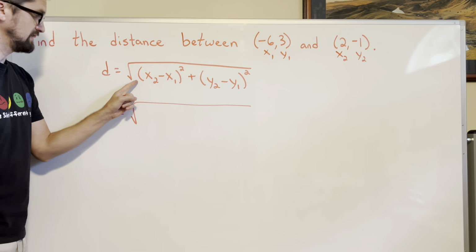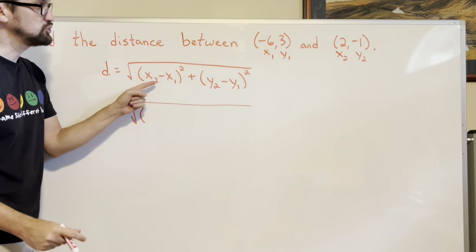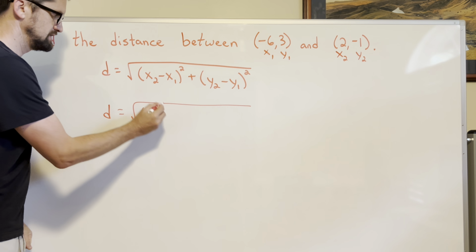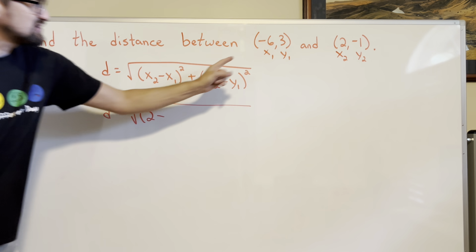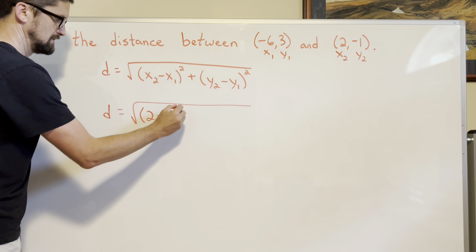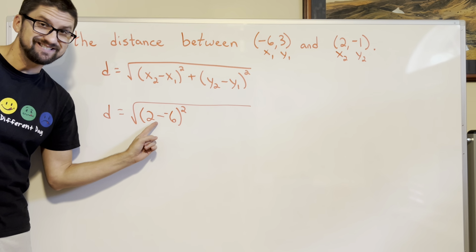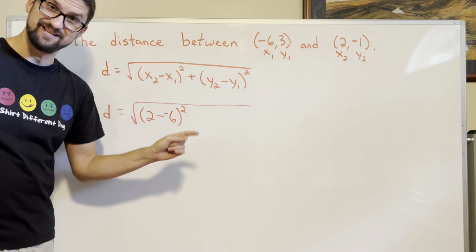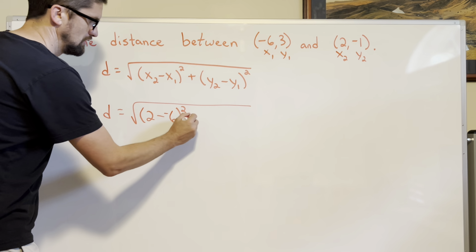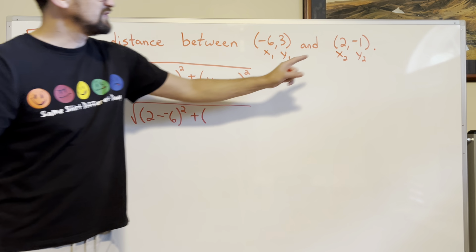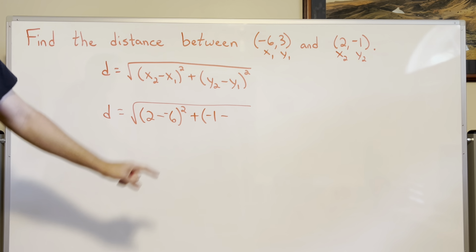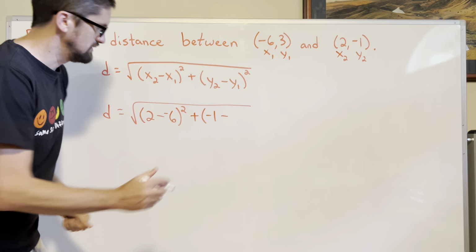All right, I have a parentheses. x2 matches with 2. Then I have a minus sign. x1 is a -6. So this is minus a -6. That's the same as plus 6. The y2 is -1. Bring down the minus sign, and then y1 is 3.